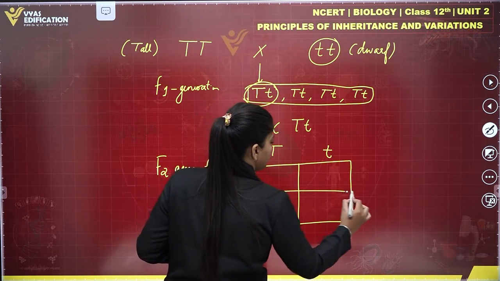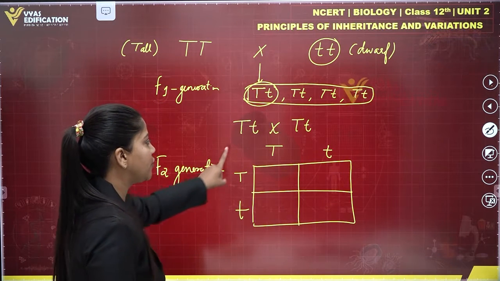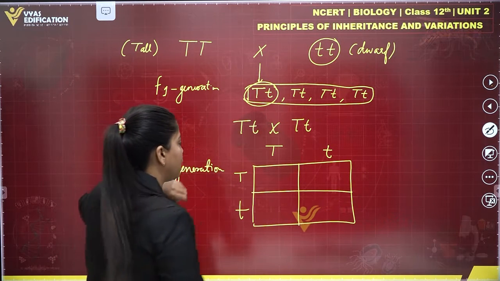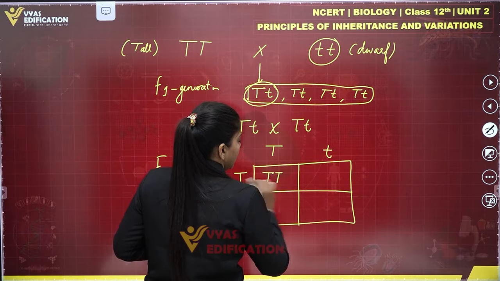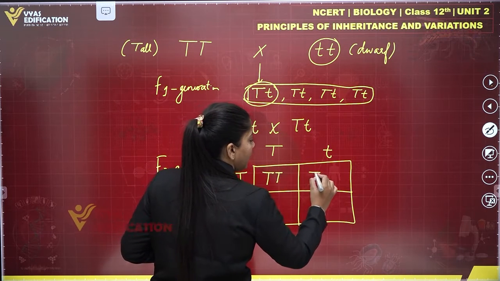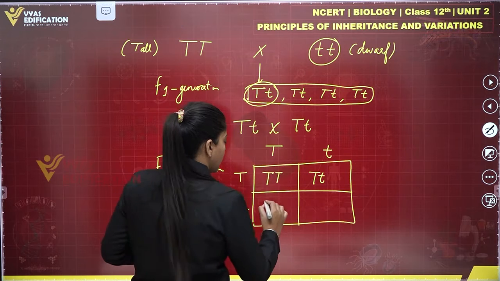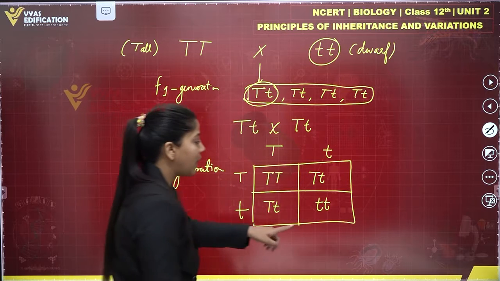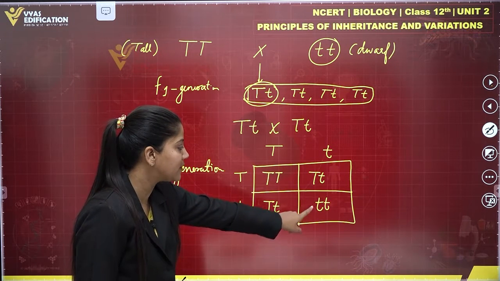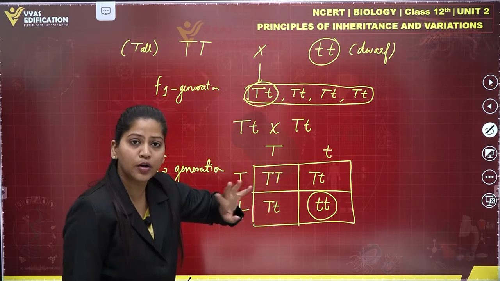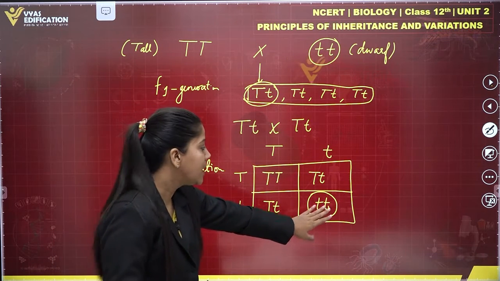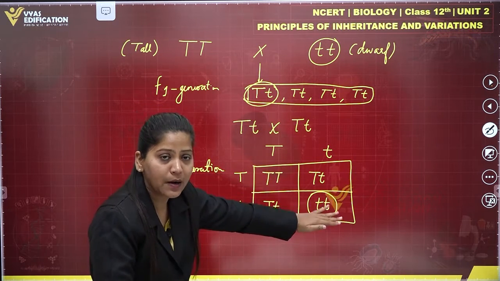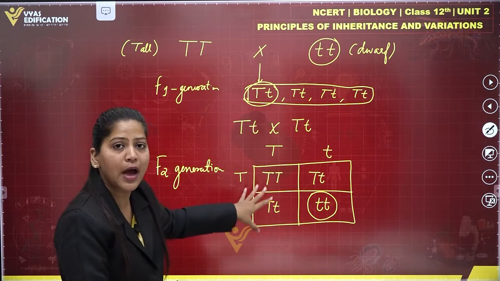This is the Punnett square. And what he observed in the F2 generation, when he self-fertilized the plants of the F1 generation, was a pure homozygous tall plant, a heterozygous tall plant, again a heterozygous tall plant, and a dwarf plant. That means the recessive allele was not lost. It remained hidden in the progeny of the F1 generation and reappeared in the F2 generation.